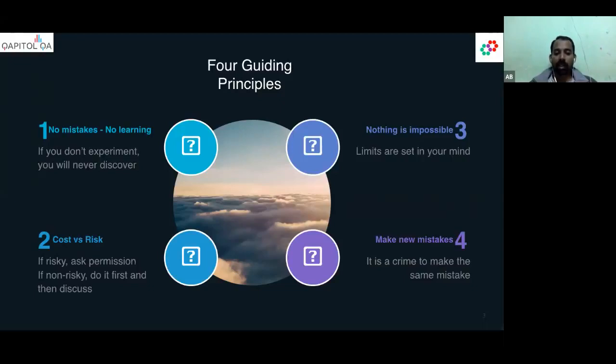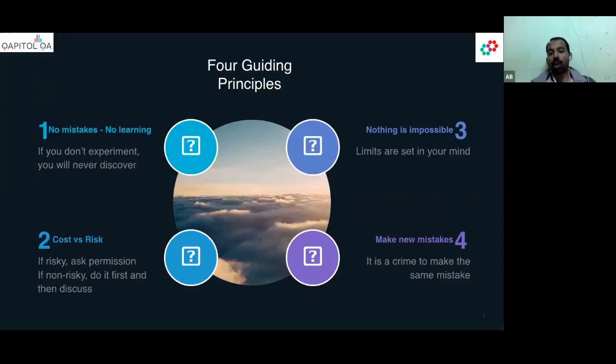The next is cost versus risk. Now people might attend this session and then say, okay, Ajay told us to experiment, let's go ahead, delete some data on our production server. Yeah, we'll see if that mistake is costly or not. No, that's not what I mean. What I mean is, if the mistake seems to be a risky mistake, ask permission beforehand.